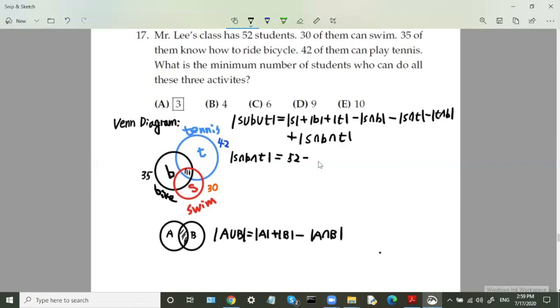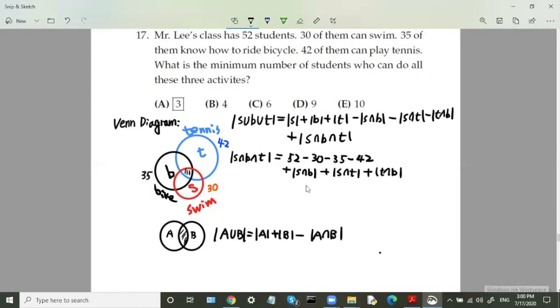Then we subtract S, which is 30, subtract B, 35, and subtract T, 42. Then we need to add the intersection S and B, the intersection S and T, and the intersection T and B. So if we can find the minimum number for these 3 sections, then we can find the minimum number of the section S and B and T.